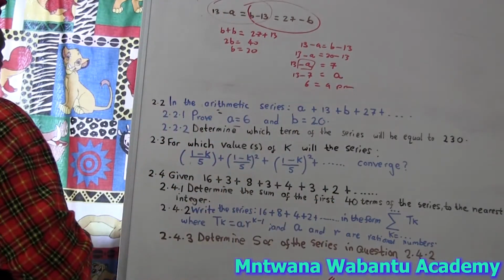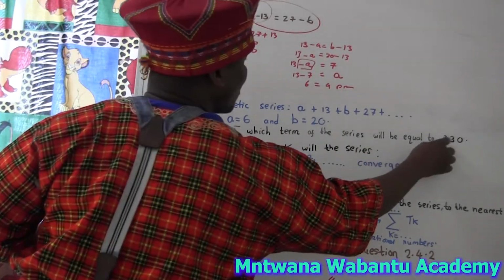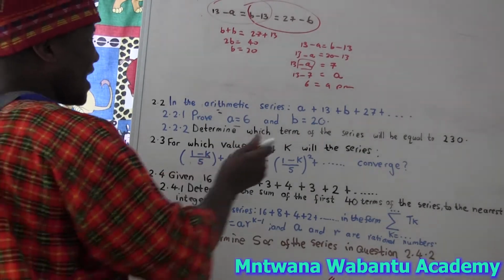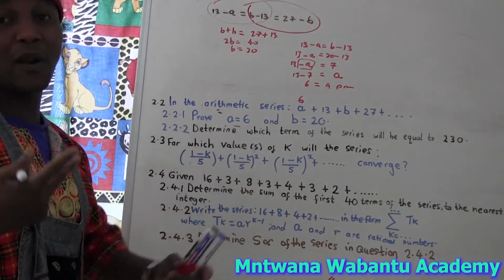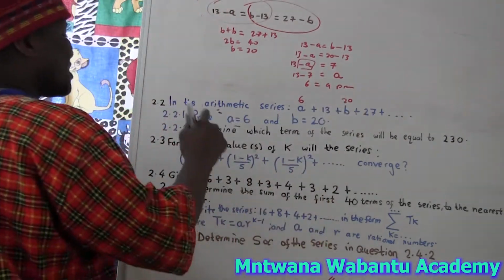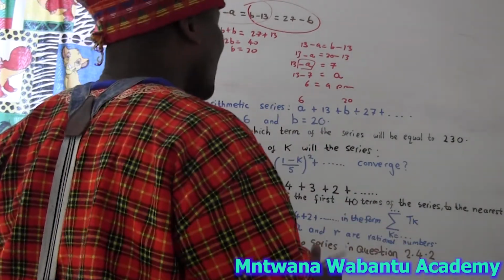Now we go for the next one. Which term of the series is going to be equal to 230? So first and foremost, I know my A. My A equal to 6, so I can write here 6 means first term, because whichever formula I apply, I'm going to use A. My B equal to 20. We know this is arithmetic already.